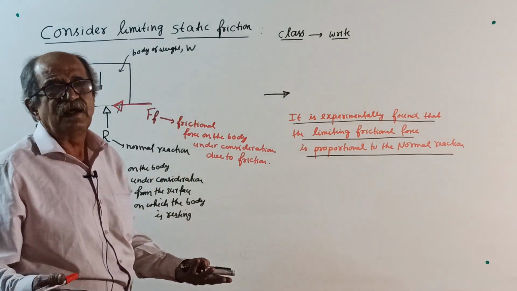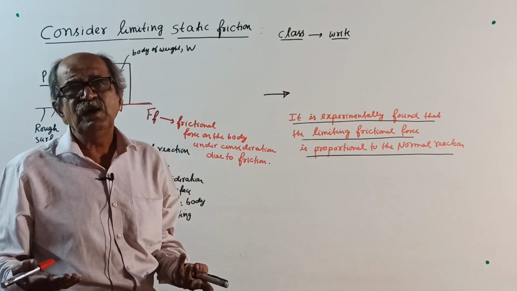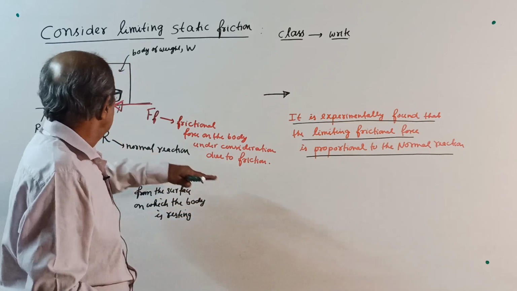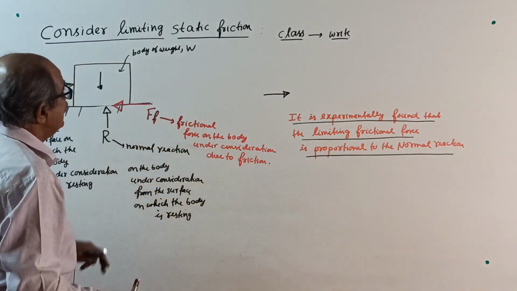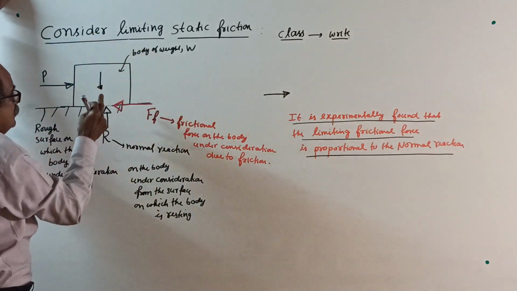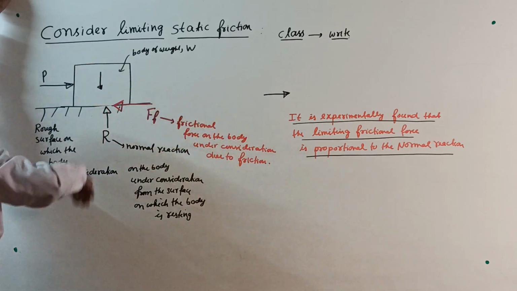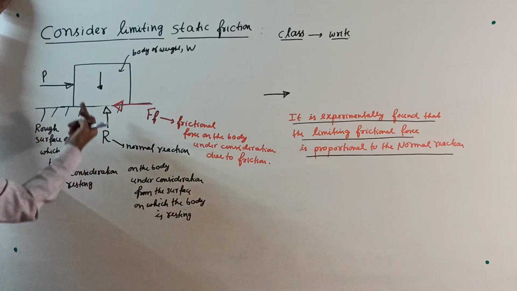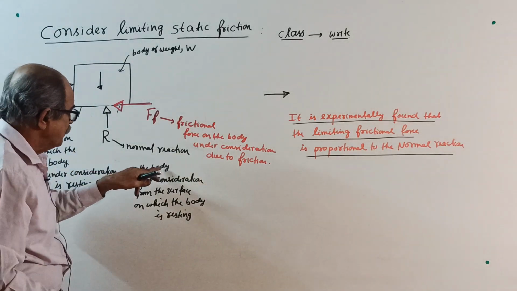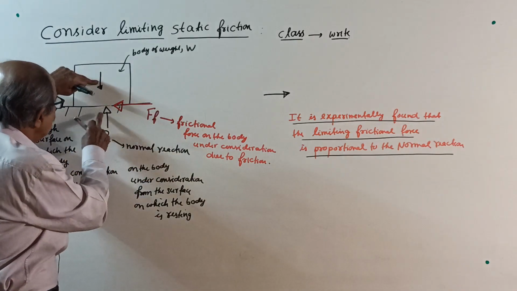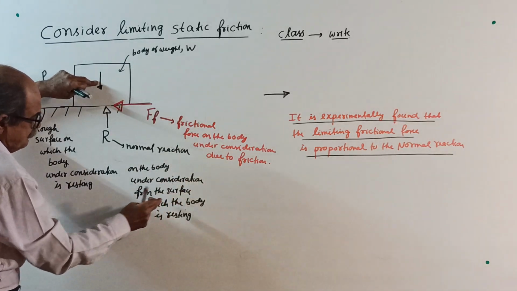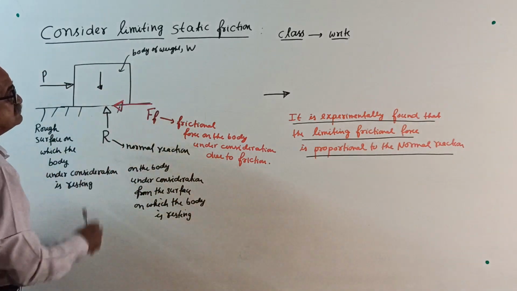Let us consider the surface to be horizontal. It is not required, it can be anything, but for simplicity we will consider the surface to be horizontal. Since the body has weight, it will press the surface down, so there will be a normal reaction R. R is the normal reaction on the body from the surface on which the body is resting.